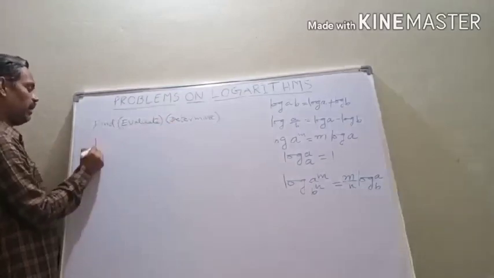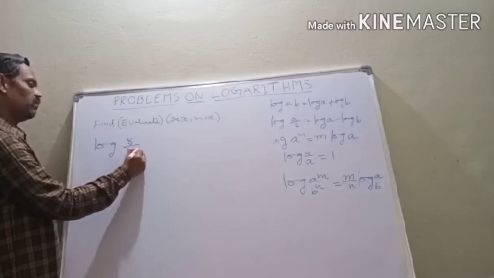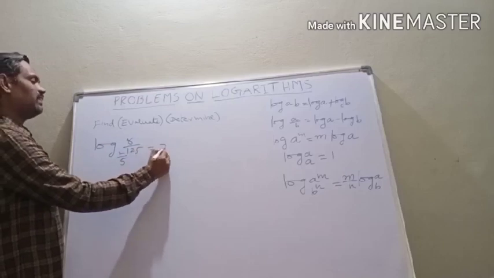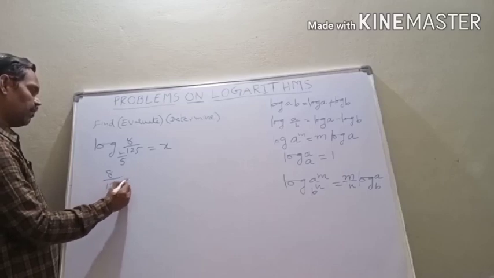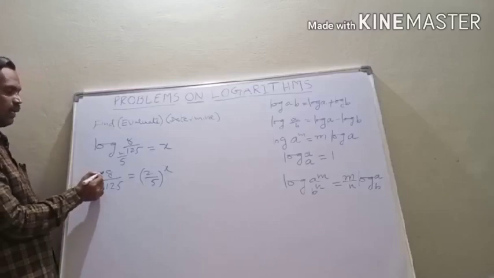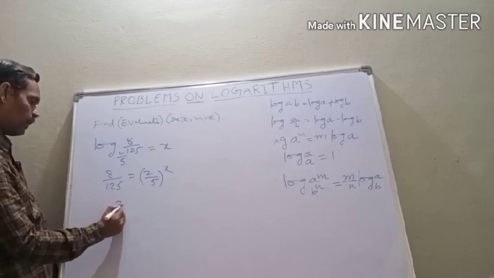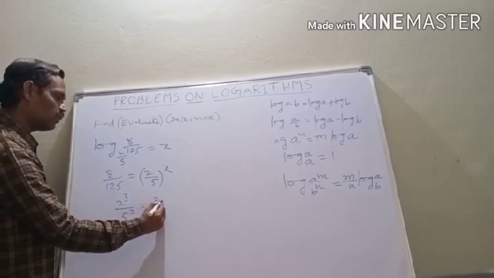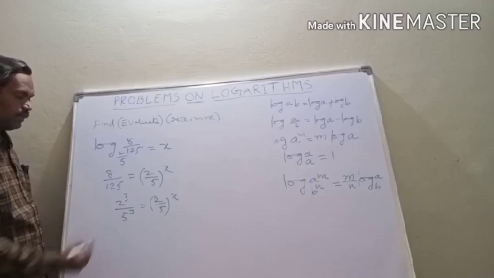Evaluate or find or determine log 8 by 125 base 2 by 5. It can be taken as x. Now go for exponential form. You have 8 by 125 is equal to 2 by 5 whole to the power of x. This 8 can be written as 2 cube. This 125 can be written as 5 cube. So if you have like this, 2 cube by 5 cube is equal to 2 by 5 whole to the power of x.